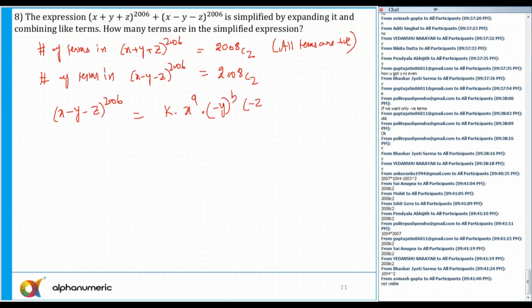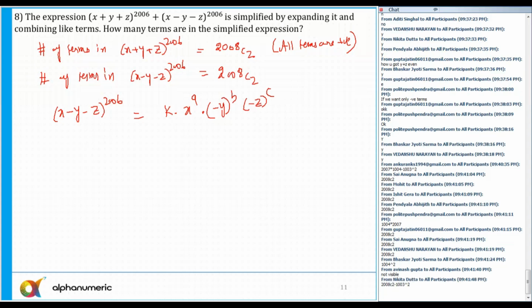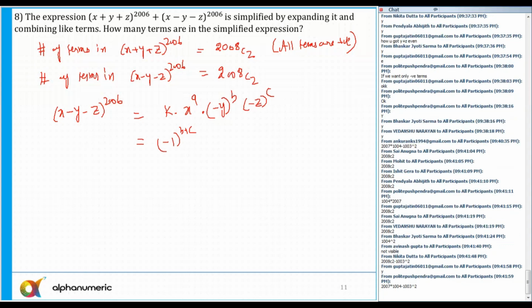raised to power c. And a plus b plus c is equal to 2006. Or I can further tell you that this is minus 1 raised to power b plus c, because minus y raised to power b and minus z raised to power c, into x raised to power a, y raised to power b, z raised to power c. And if I need to find the negative terms, this implies that b plus c must be odd.